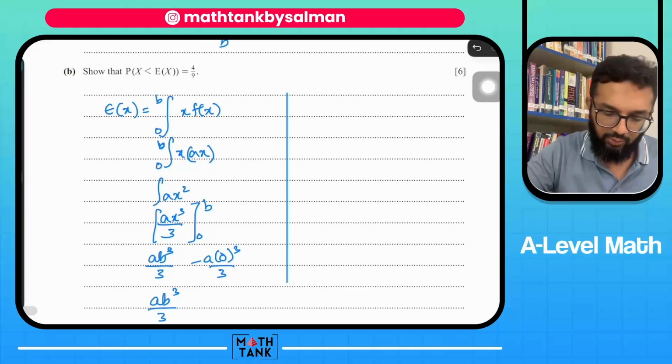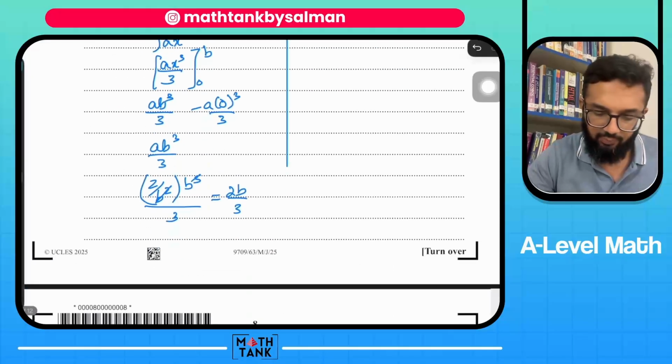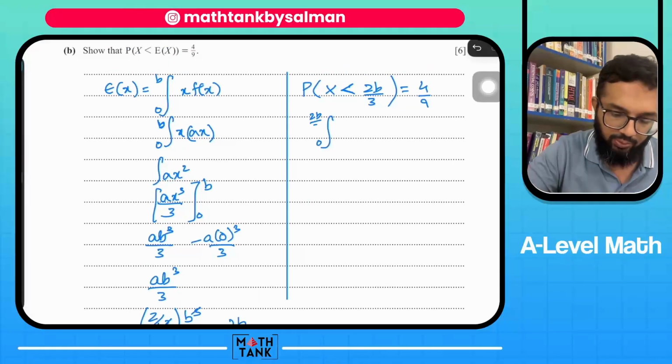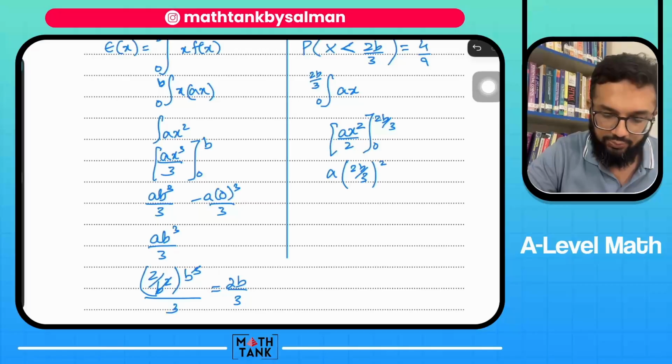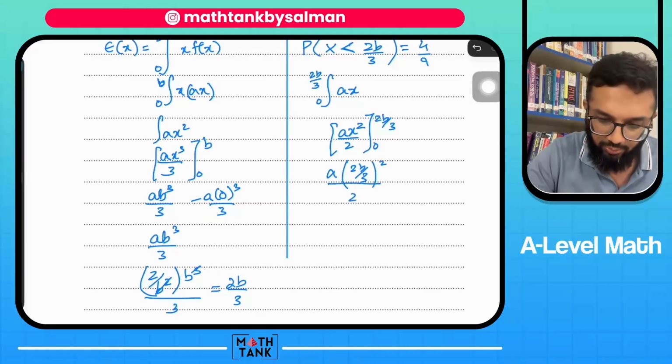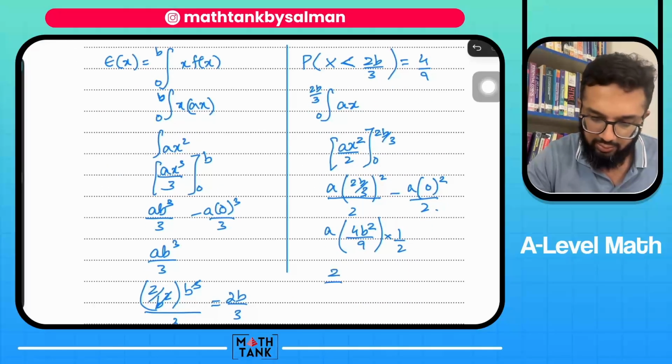So I am then asking you, what is the probability of x less than 2b over 3 equals 4 over 9? That's what I'm asking you. So integrate from 0 to 2b over 3 the function ax. So ax squared over 2 from 0 to 2b over 3. I have to show you 4 over 9. That's what I'm going to do. I am going to say a times 2b over 3 squared over 2 minus a0 squared over 2. So a times 4b squared over 9 multiplied by half. What is a? A is 2 over b squared. So 4 over 9 b squared times half.